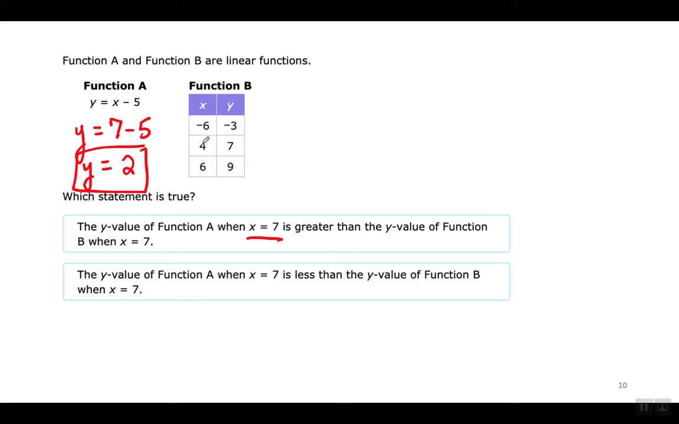Now for function B, I got to do the same thing, but the first thing I got to do is write the equation for function B. Okay, en función b tengo que hacer lo mismo, pero primero necesito escribir la ecuación para función b.